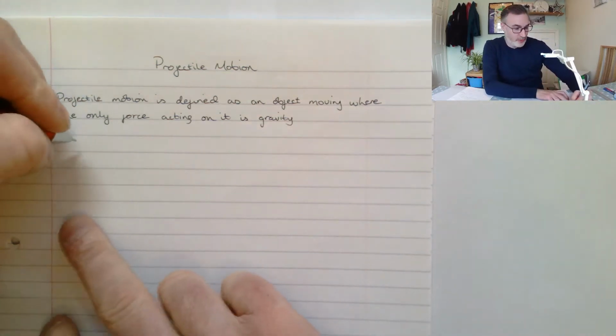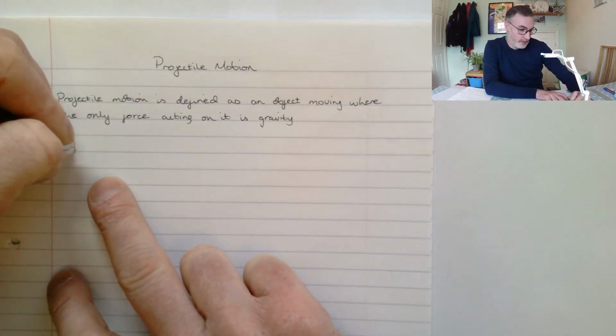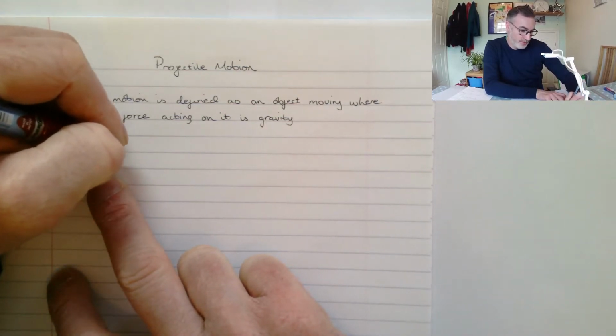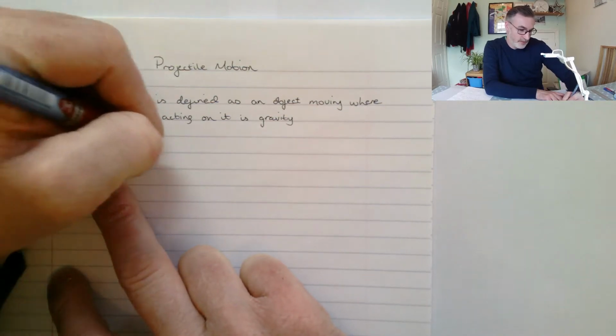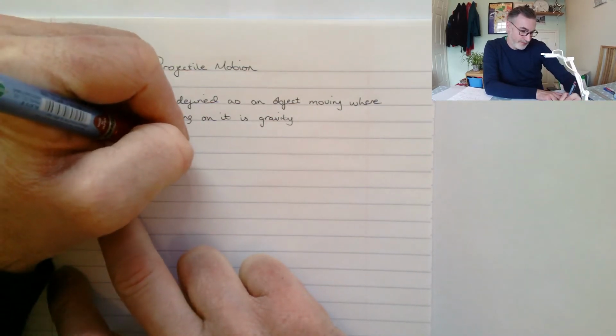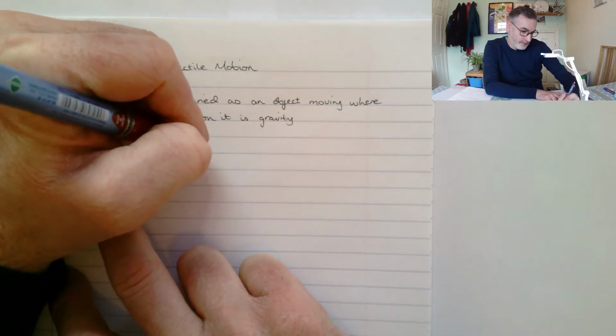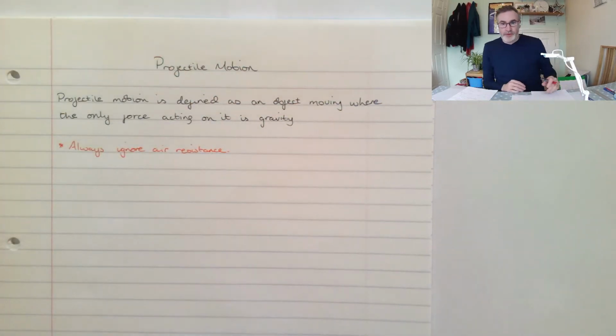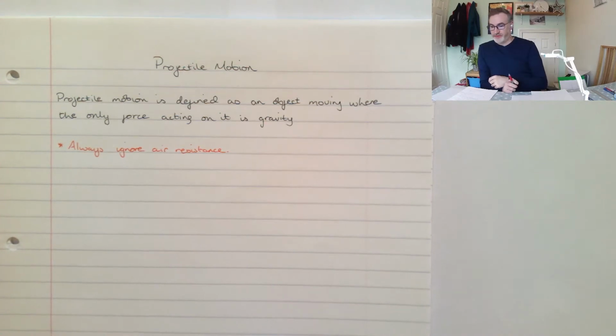And I've said before, we're going to always ignore air resistance. Okay, so as I've said previously, a projectile, if you throw a ball from the top of a cliff, we're going to have it moving in a curved path downwards. And so that certainly would be defined as a projectile.